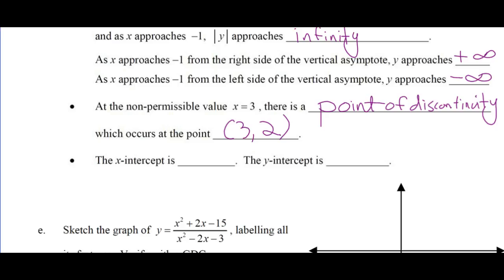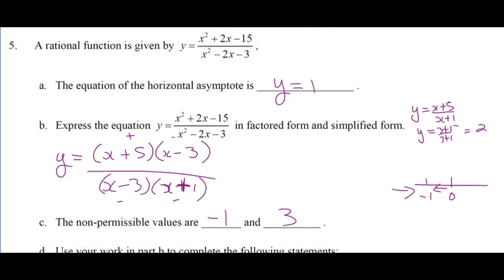The x-intercept is, what's the x-intercept? So when does that happen? When y is 0. What values make y 0?